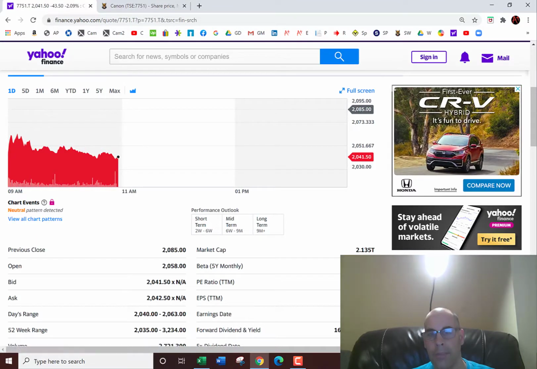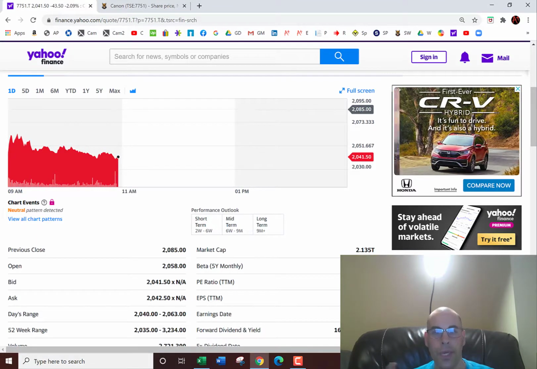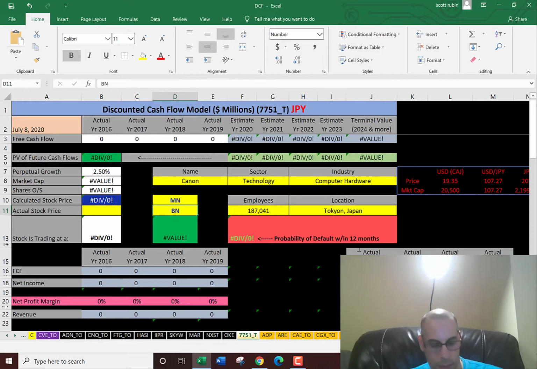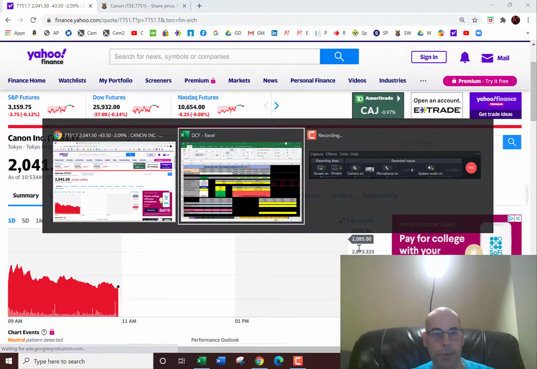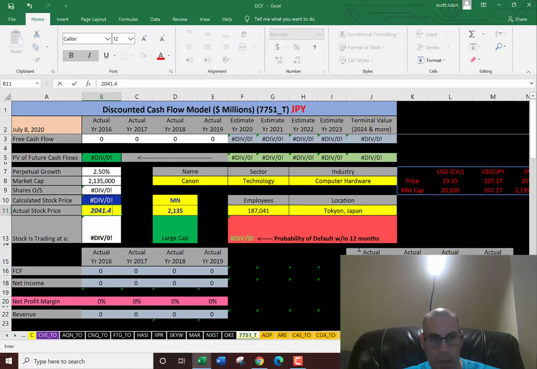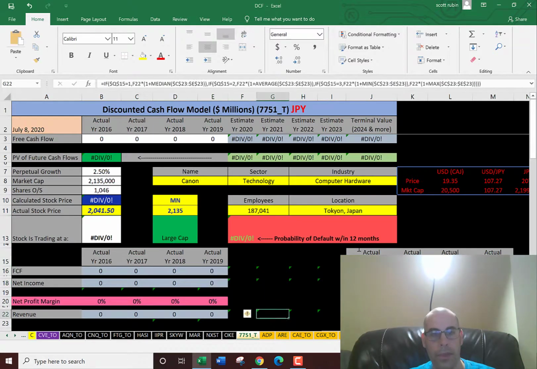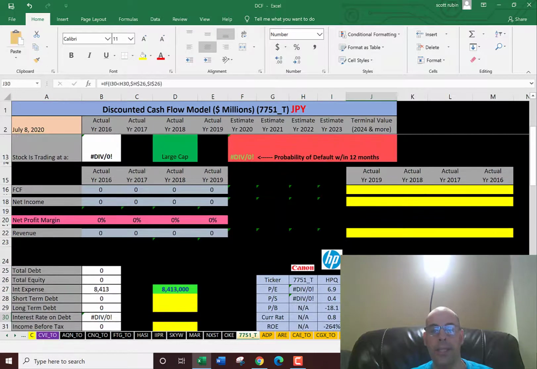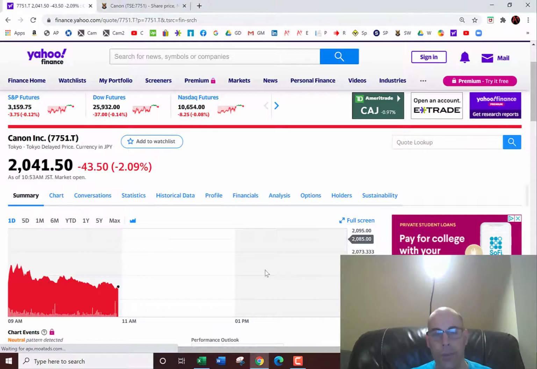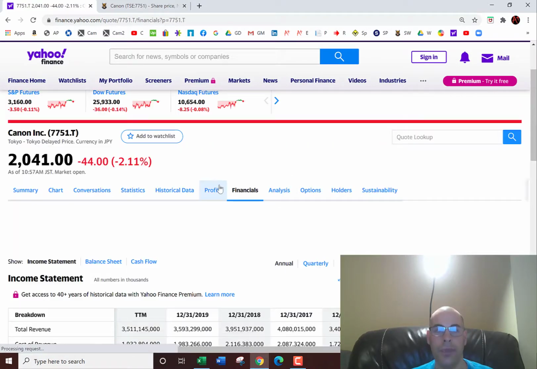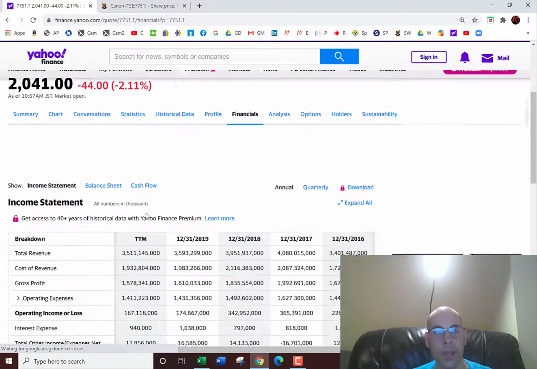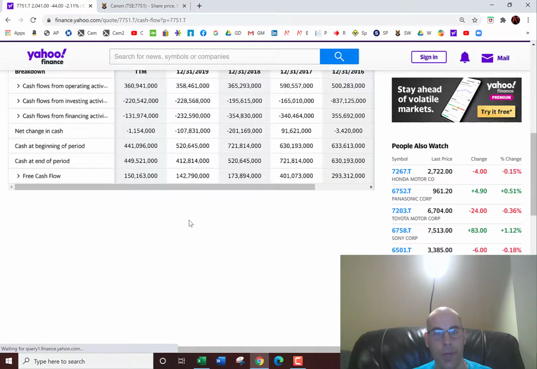The company has a market cap of 2.135 trillion yen, and they're trading at 2,041.5 yen. Next we need their free cash flows. This is the cash that's remaining after running a business and paying expenses. It's important to have free cash flow remaining because you need to provide some value to your investors, either in the form of dividends or in the form of a growth stock. So let's go to the cash flow section and pull the free cash flow.